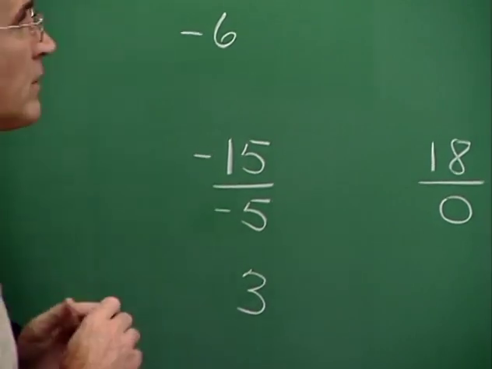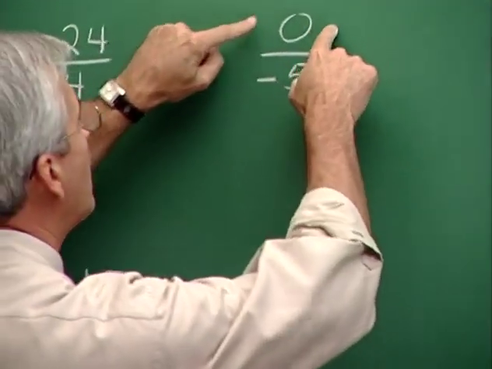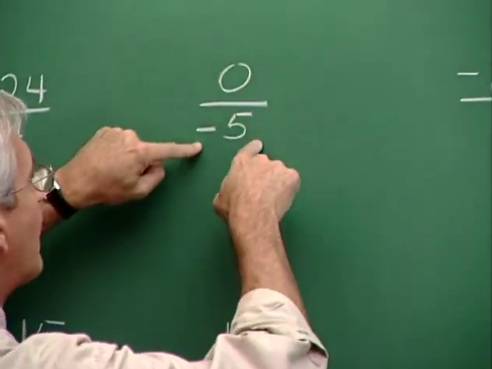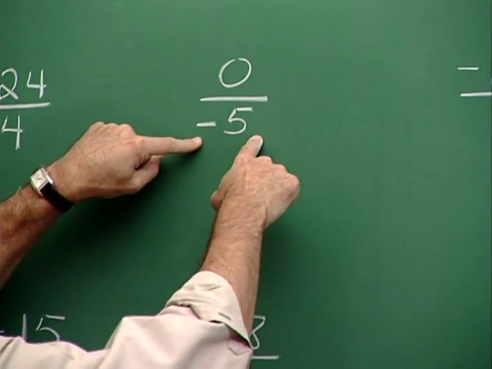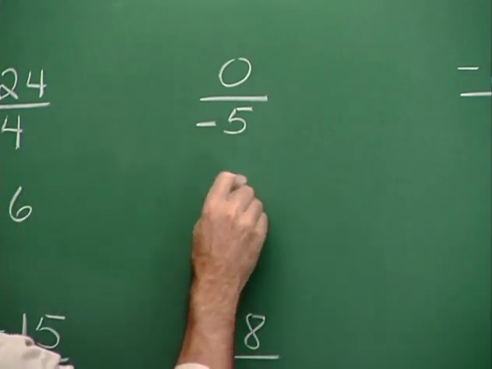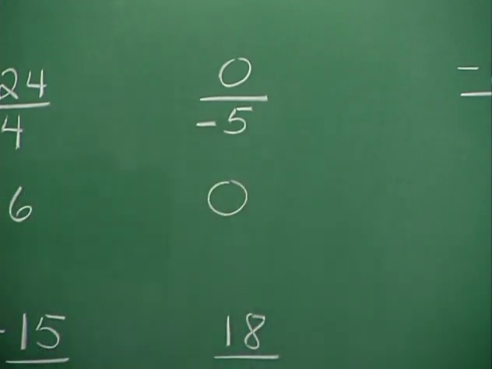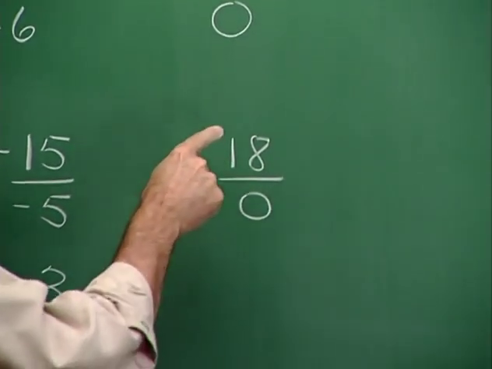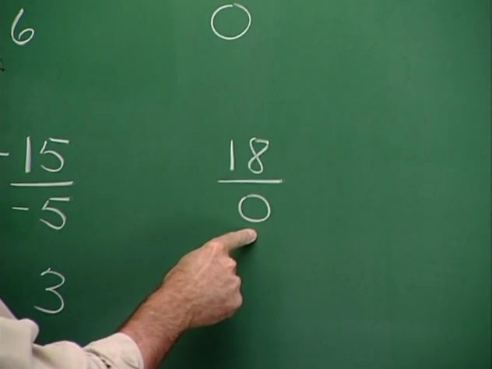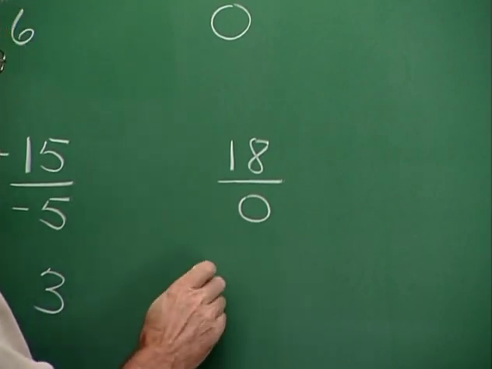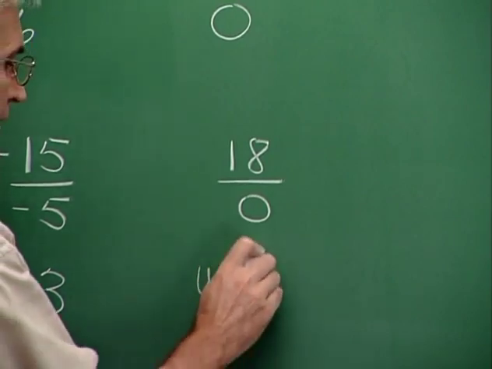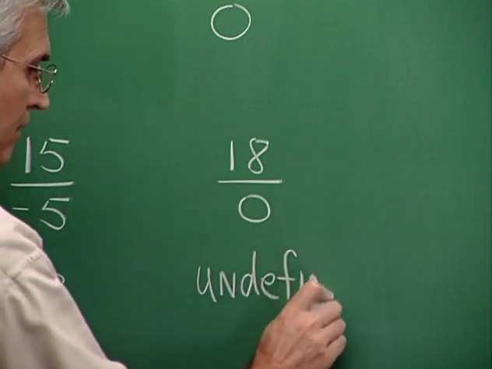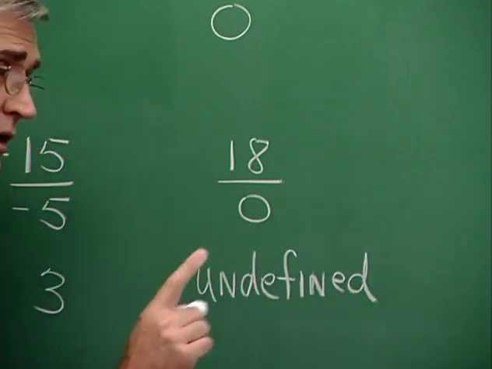Now let's talk about 0 again. Recall that 0 divided by negative 5, or 0 divided by some non-zero value, is going to always be 0. But on the other hand, when 0 is in a denominator, this is 18 divided by 0. This is not a possibility. This is an undefined value. And it's important to understand why.